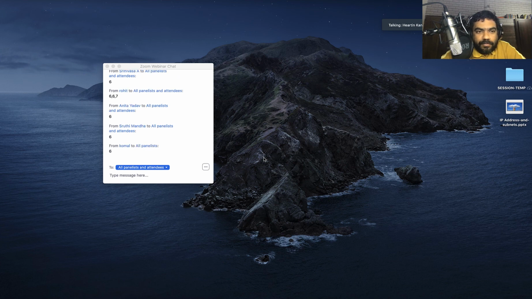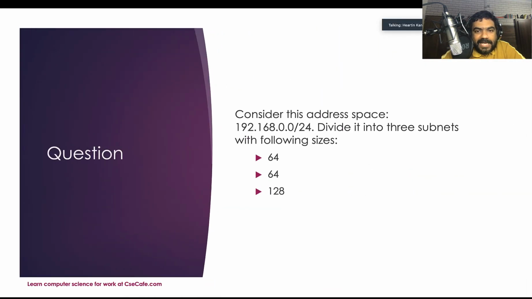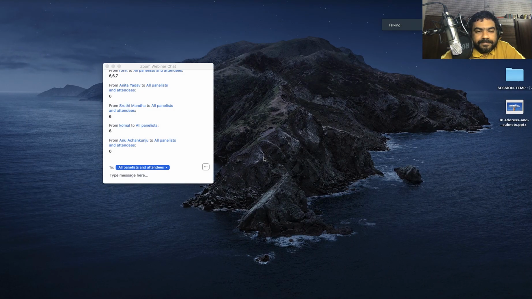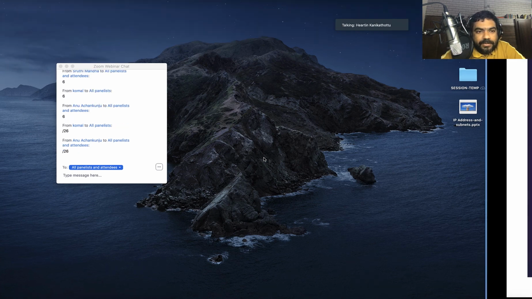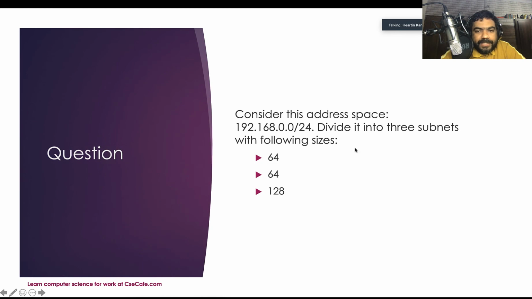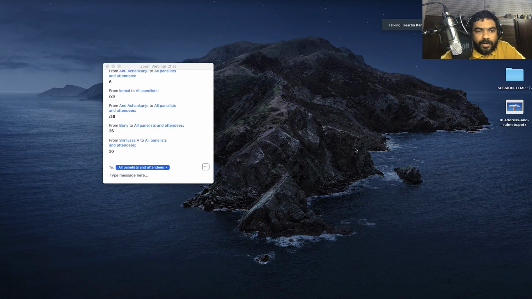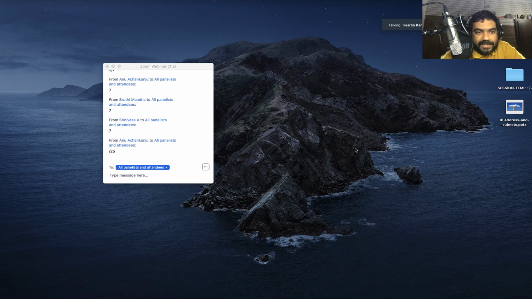Yeah, 2 to the power of 6. So it should be slash what? Okay, slash 26. And 128 is 2 to the power of what? You already saw that. It is 2 to the power of not 8, 2 to the power of 7. Okay, and what will be the routing prefix? It will be slash 25.